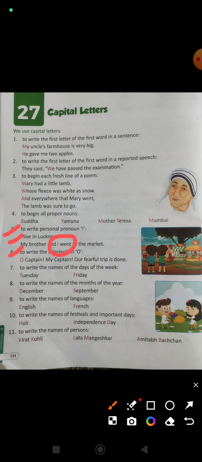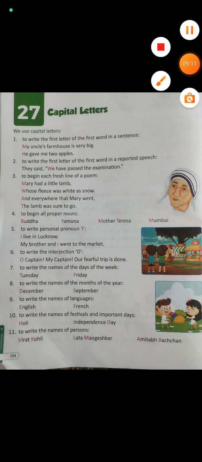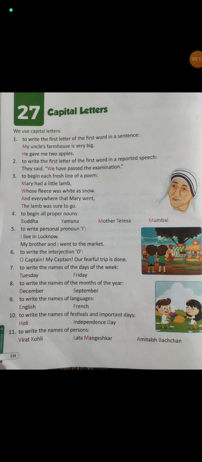Okay, so now another question arises here. What is a personal pronoun? A personal pronoun is a short word we use as a simple substitute for the proper name of a person, such as I, you, he, she, it, we, they, etc.